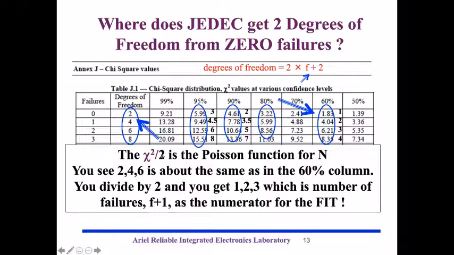So you divide it by 2 because that's what the formula says. Chi-square over 2 is the Poisson function for n. And if you look at chi-squared over 2, it does look pretty much like the Poisson function. At 60% levels, if chi-squared is 1.83, divide by 2, you get something close to 1. If you have 1 failure, add 1 to it, you get 2. 2 failures, add 1 to it, you get 3. And so on. You can put any number you want in the top. But this is all based on this f plus 1, or 2f plus 2, in the numerator.